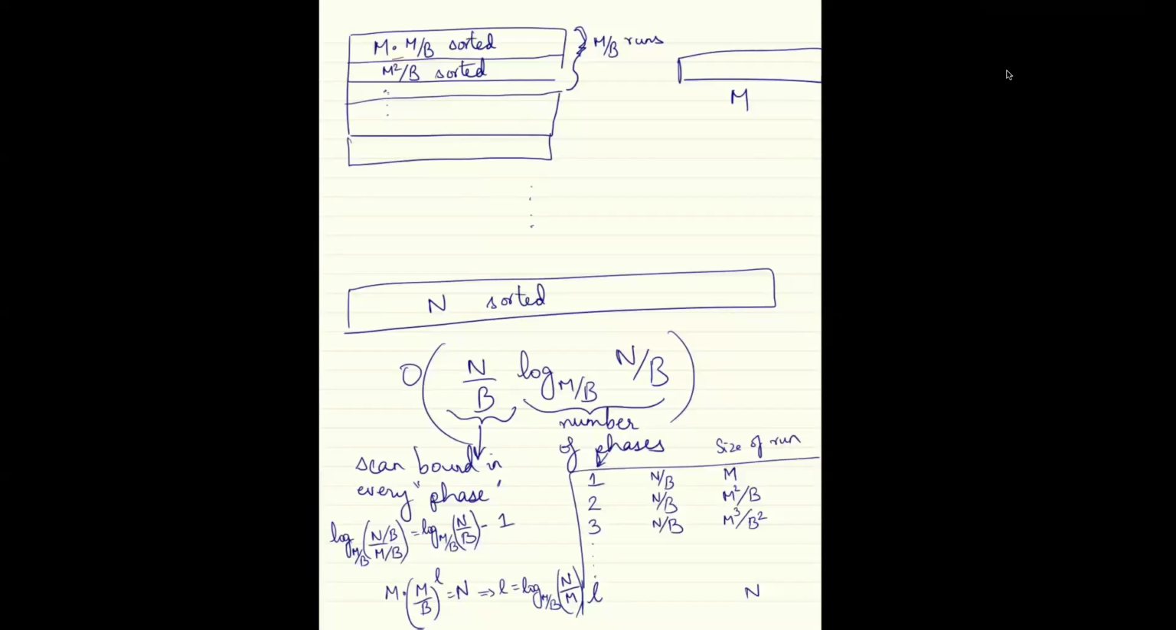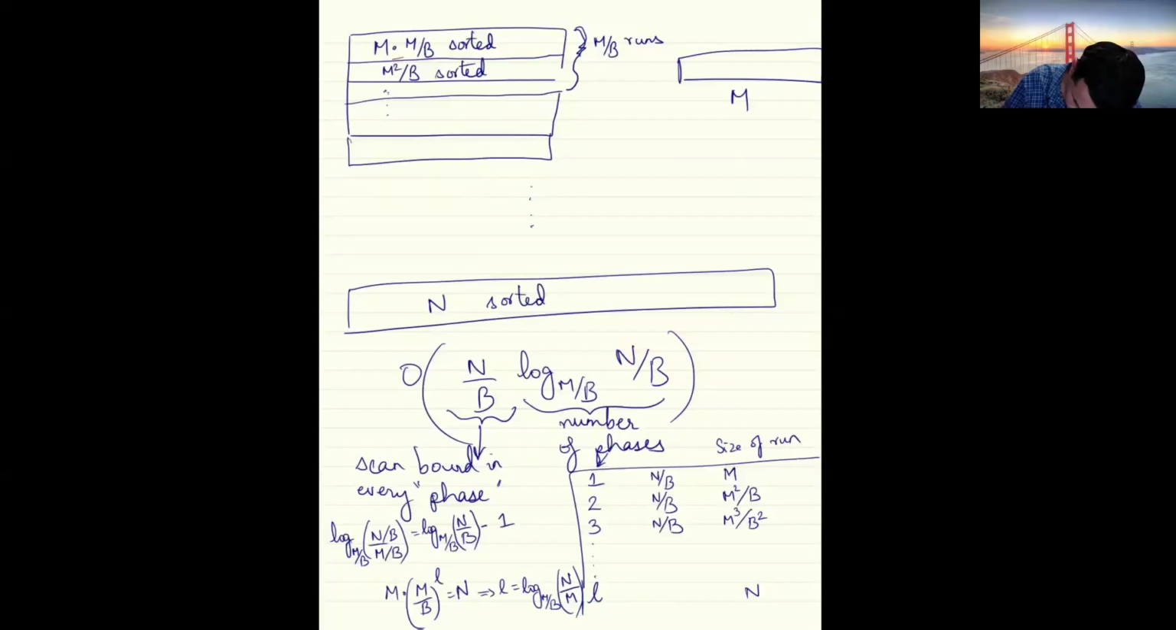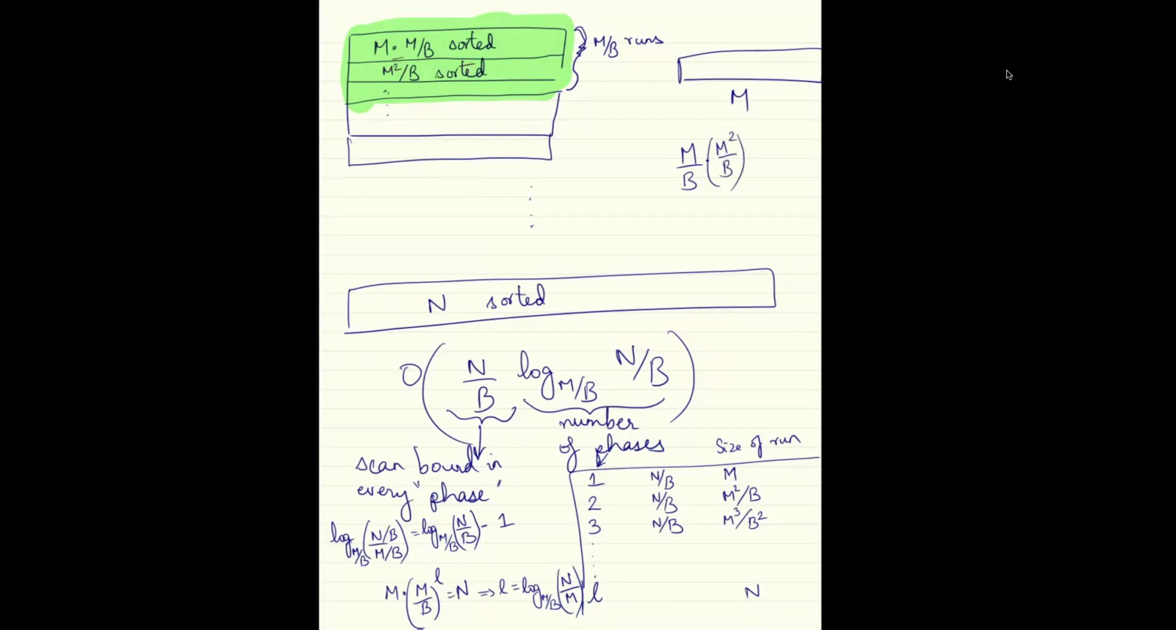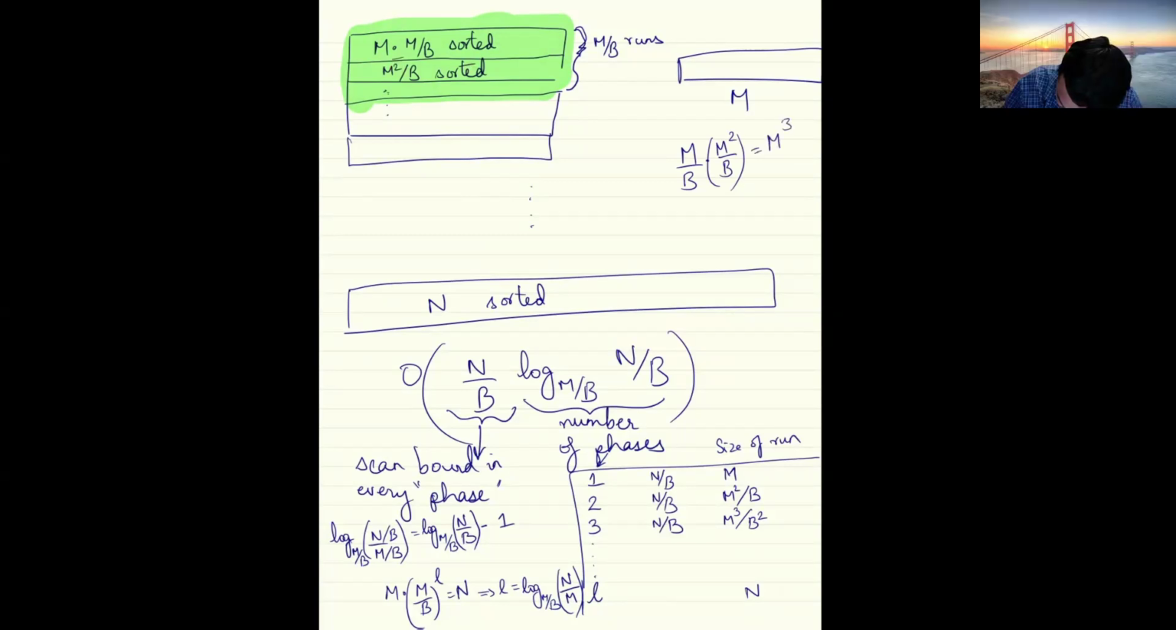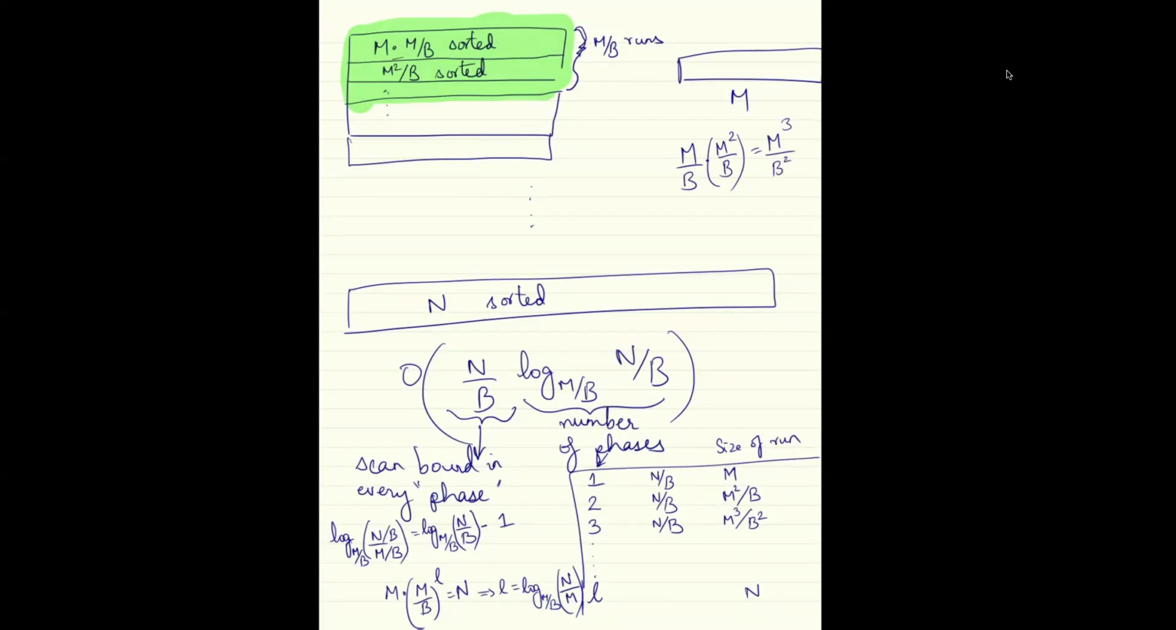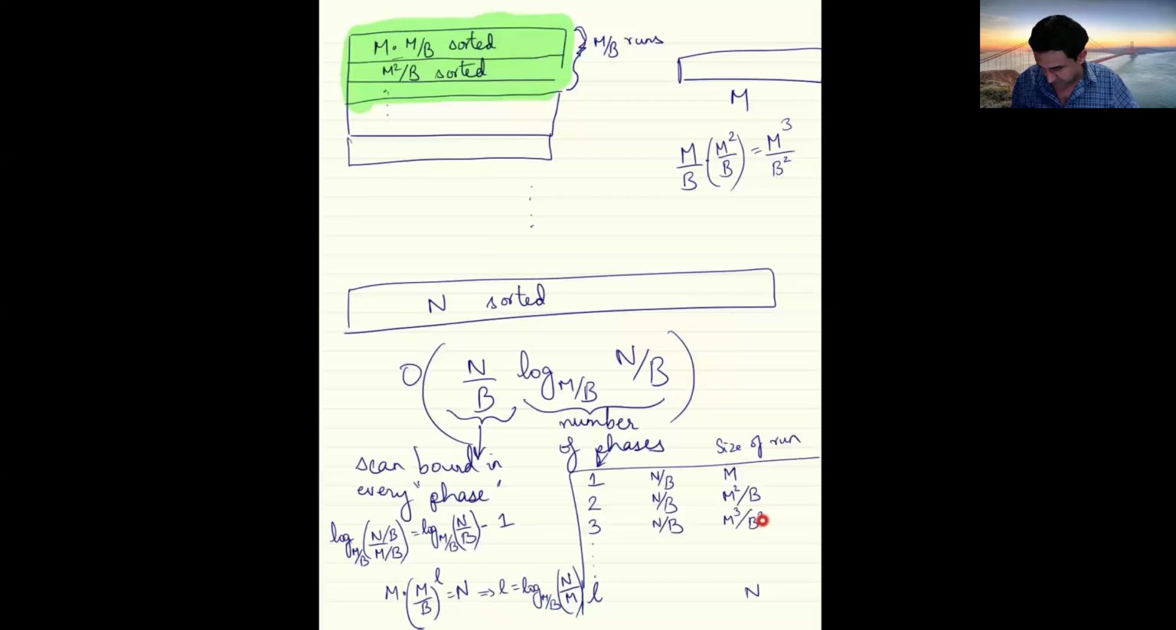Okay, right, that's a good catch, because how much stuff is in this green right now? It's m over b runs, and each was length m squared over b, right? So that's m cubed over b squared, right? But basically, every time you multiply by a factor of m over b. So this formula is right.